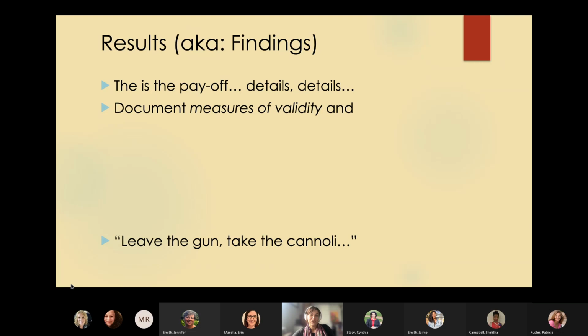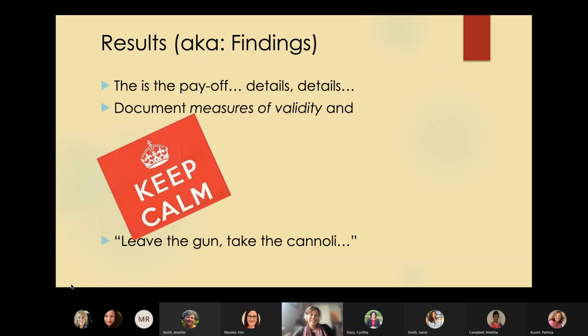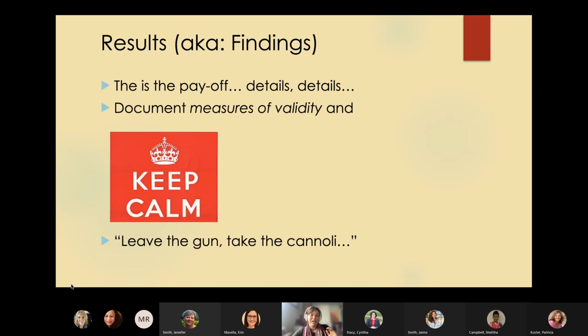So the results, which is also the findings. Now this is the payoff. When I get a manuscript or an article, I go right to the results because I want to know, is this clinically significant? It may be statistically significant, right? So a lot of that is kind of digging in and understanding the measures of validity. But try to keep calm, because this is one study.